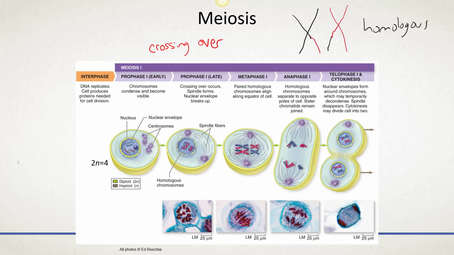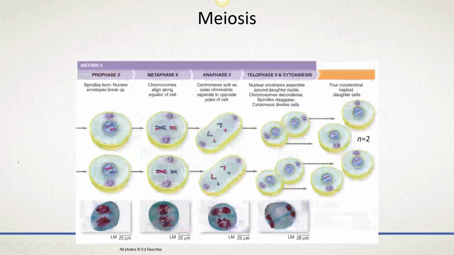So now we went from a cell that had 46 chromosomes, we replicated those chromosomes to 92, and by the end of meiosis 1, we're back to 46 chromosomes. But we take it one step further, and we go through a second round of this division, or this cyclic division. So we have prophase 2.